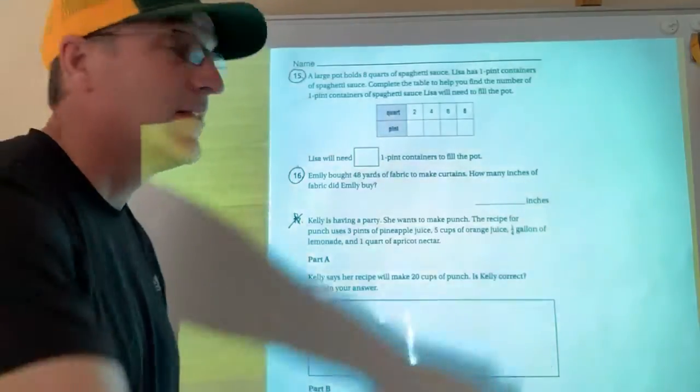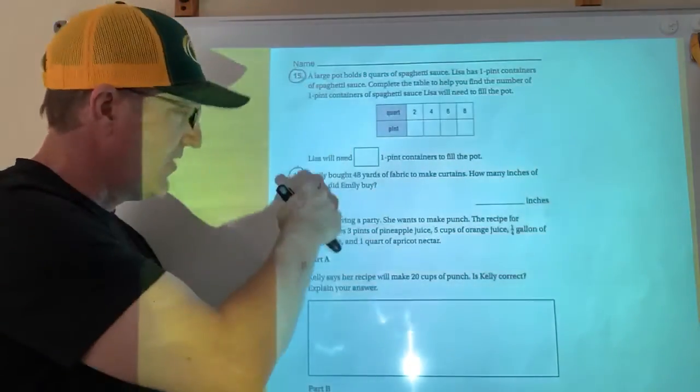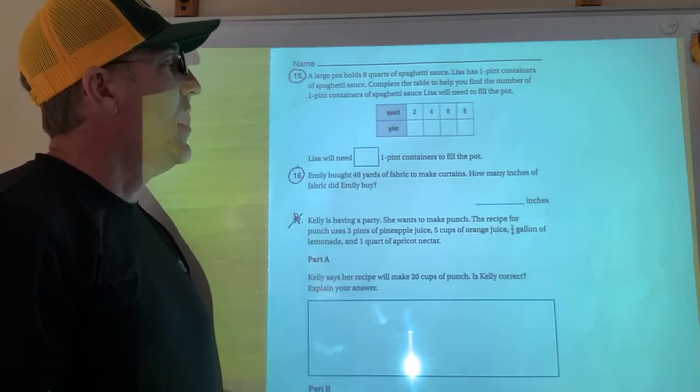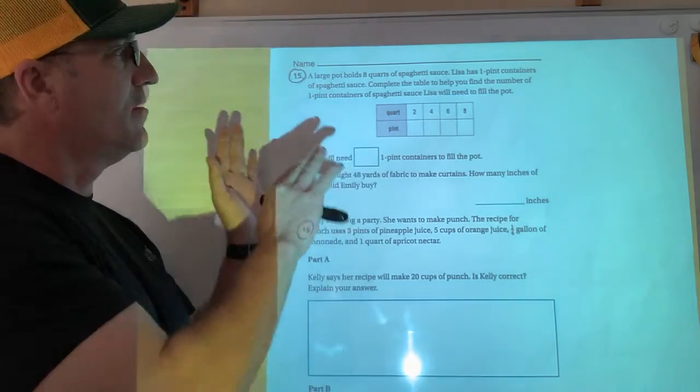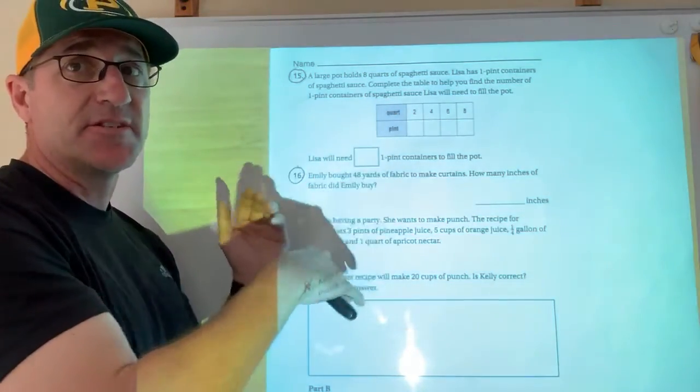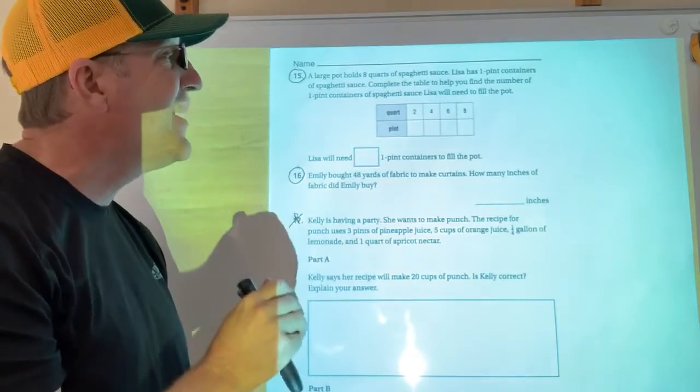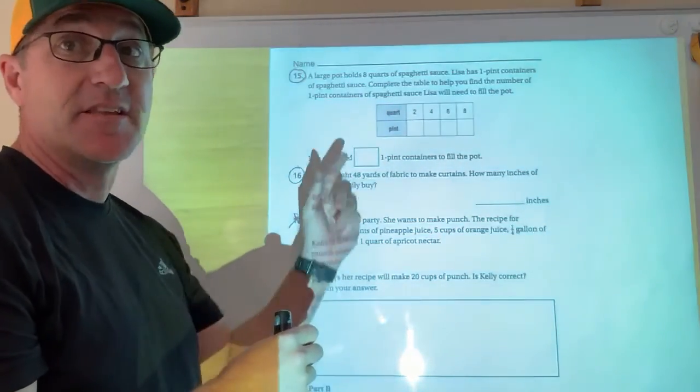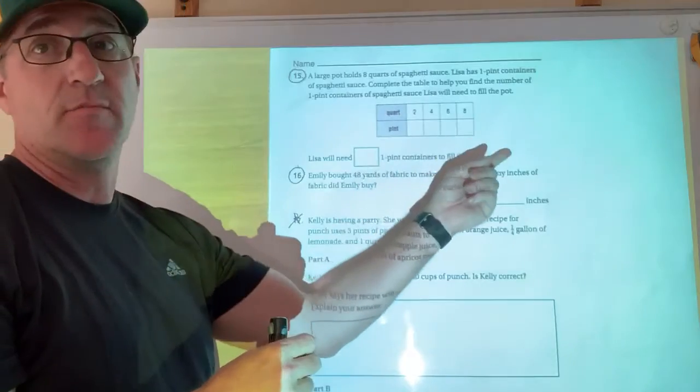All right, Bagmanians, last page. You've got problems 15 and 16 on this. So again, you might get a function table like this, and you just got to fill it in. It's pretty straightforward and easy. They just make it look weird because they give you a bunch of them.